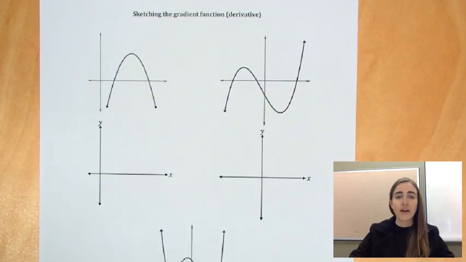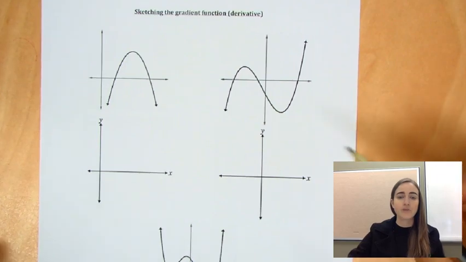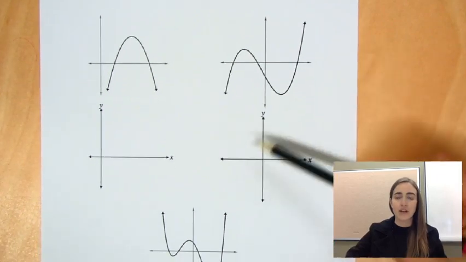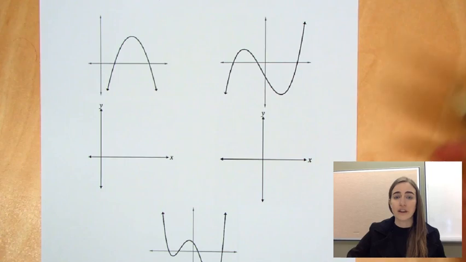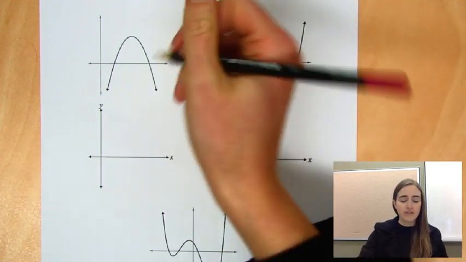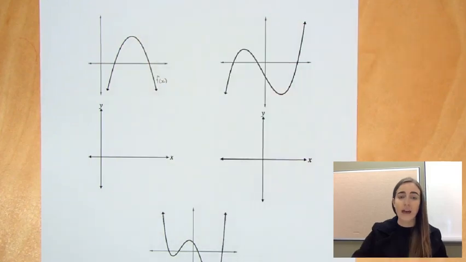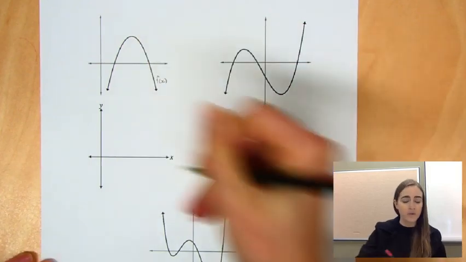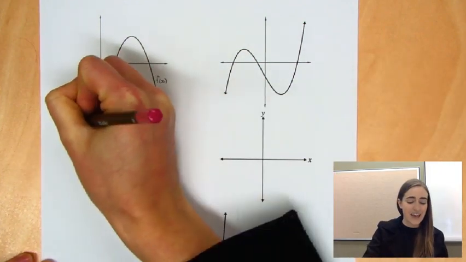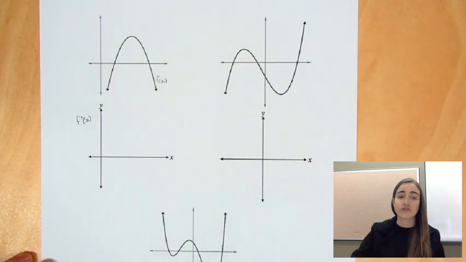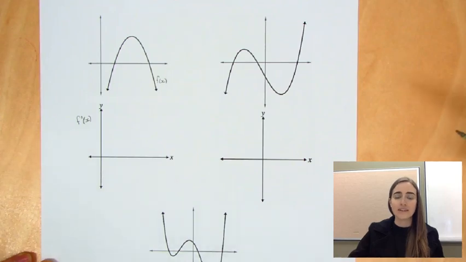In this video, I want to have a look at sketching the gradient function or the derivative. So we've been given three graphs here, and on the number planes below, we're going to draw the gradient function. If this graph that's drawn here, this function, is just called f of x, then what we're going to draw underneath is f dash x. That's our derivative. So we know that the derivative, or the gradient function, tells us the gradient of the tangent to the curve at any given point.